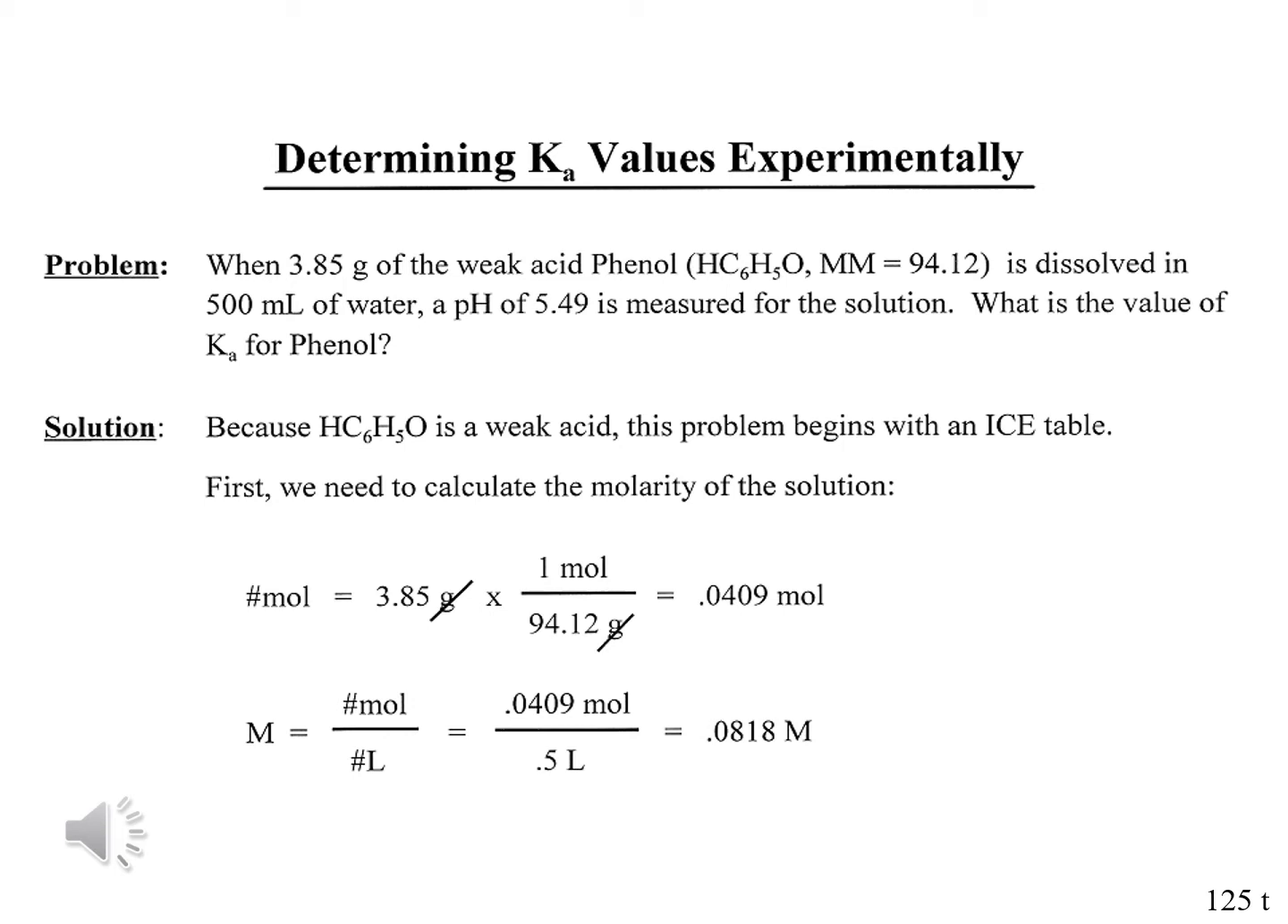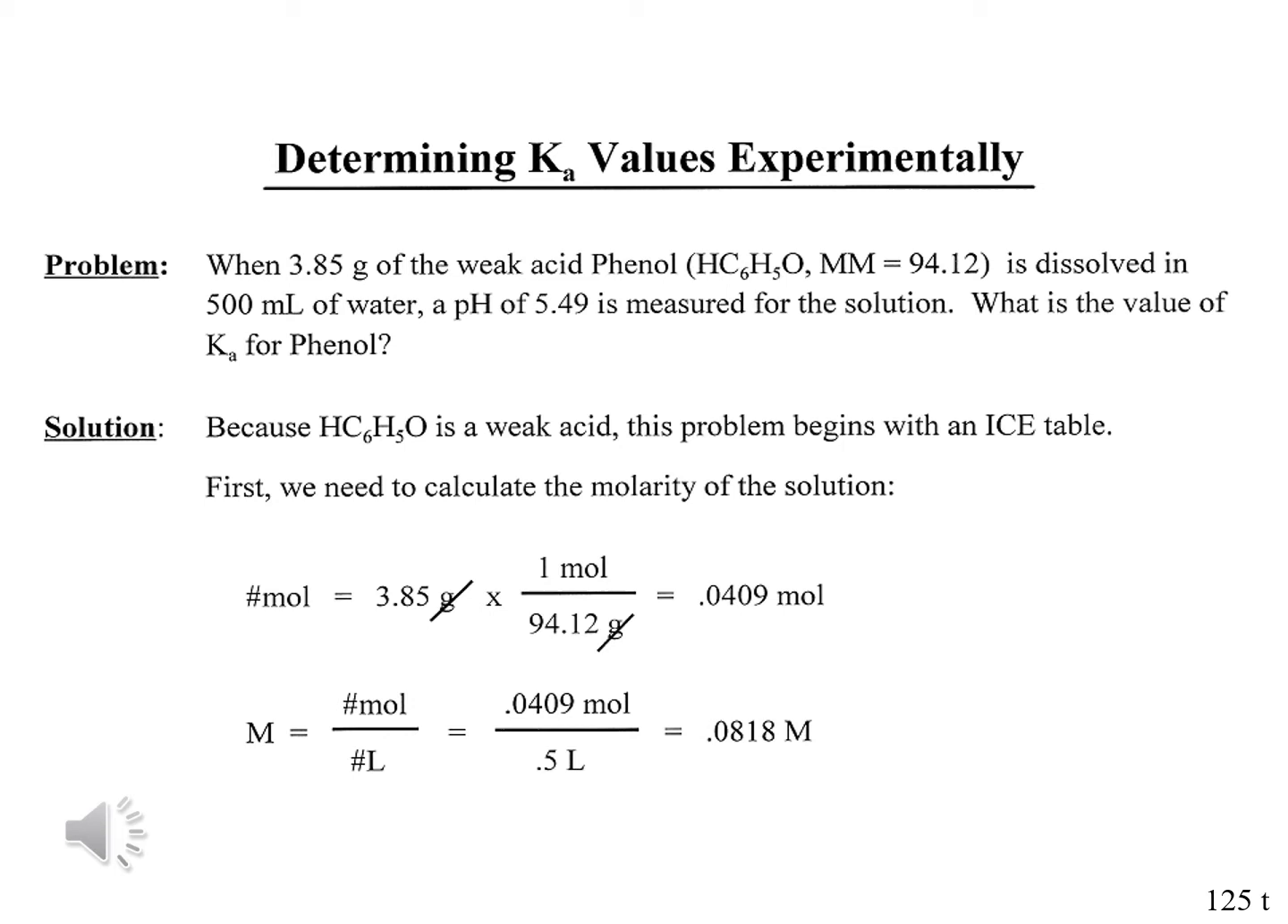So I'm going to use the example of the weak acid phenol, which is very common in organic. It's used for synthesis and also for other things. If you dissolve 3.85 grams of the acid in 500 ml of water, you measure a pH of 5.49. I want to show you how you can use that information to get the Ka. Phenol is not in your table of Kas, but I could have put it in there.